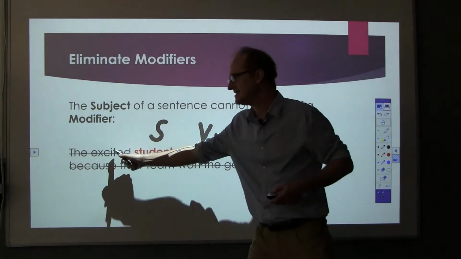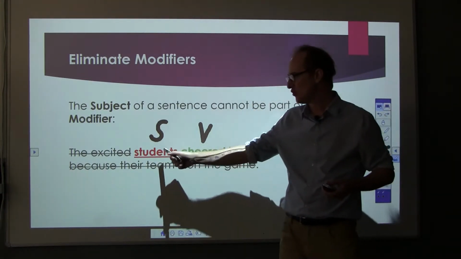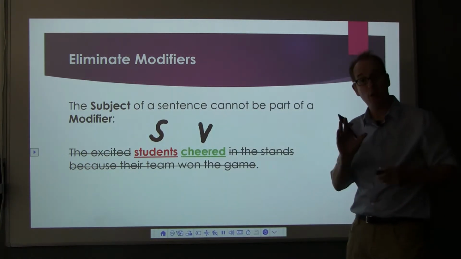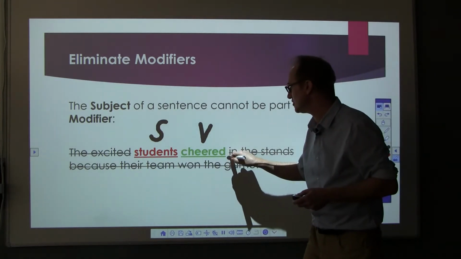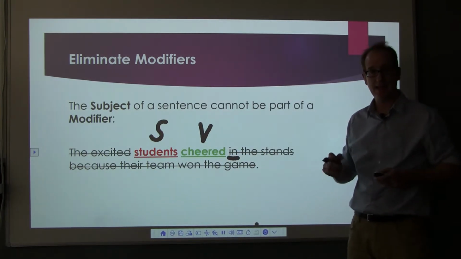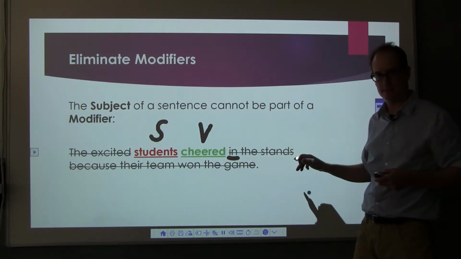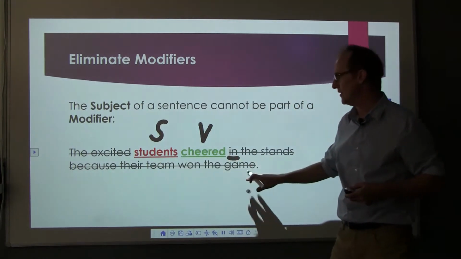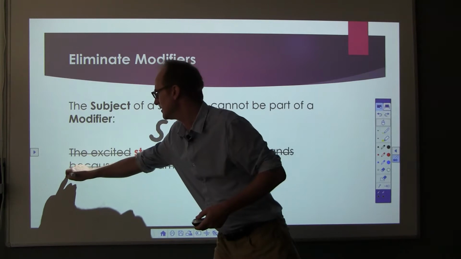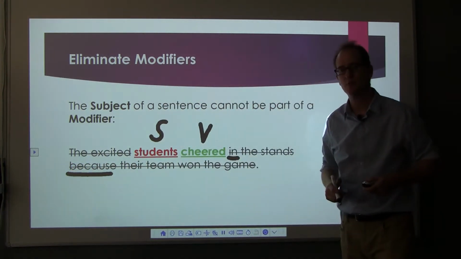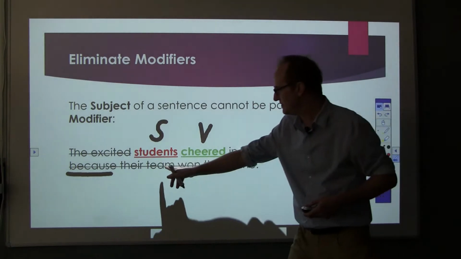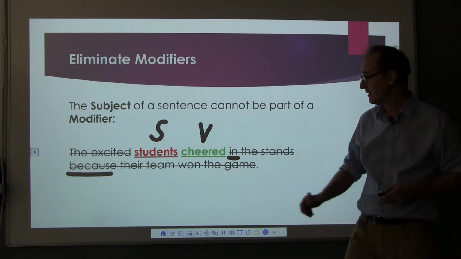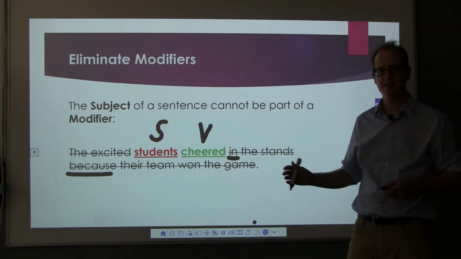Okay? Excited is an adjective. We can eliminate that. It just describes the students. It modifies the students. In the stands is a prepositional phrase. We know it's a prepositional phrase because it begins with the preposition in. Okay? And once you see a modifier, you can eliminate it. All right? The stands cannot be the subject in this sentence. And because their team won the game, that's another modifier. It's a subordinate clause. We know that because it begins with the word because. Okay? And the team here cannot be the subject of this sentence because it's part of that modifier. The game cannot be the subject of the sentence because it's part of that modifier.